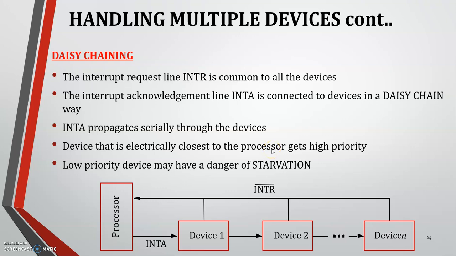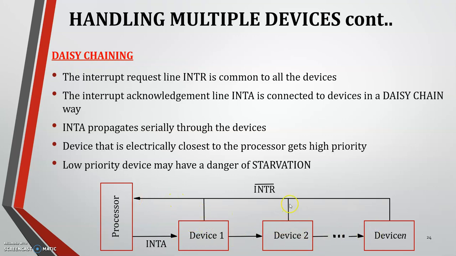Another method is the daisy chain pattern. Daisy chaining means here the interrupt request line is common. Here you can see that the INTR line is common for all the devices, and the interrupt acknowledgement line is connected to the devices in a daisy chain pattern. This is the daisy chain pattern.